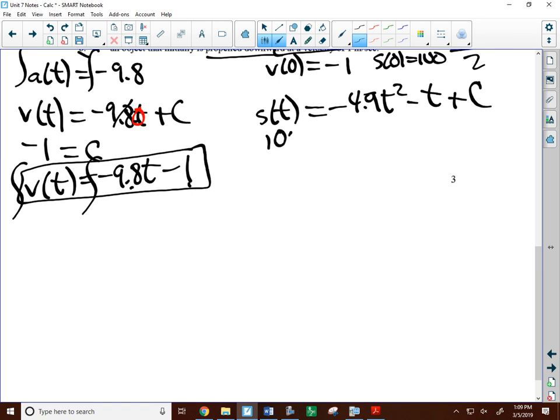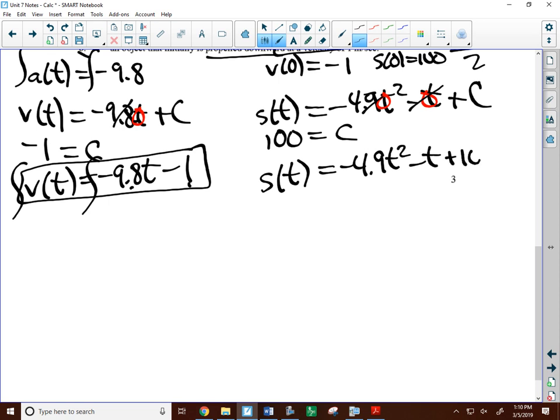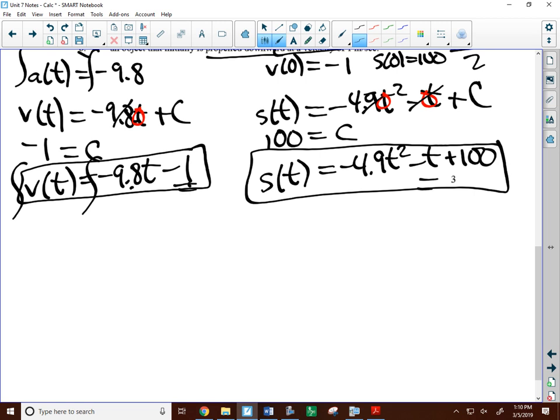So I'm putting in 100 here and putting in 0 for t. These are all going to become 0, so we're left with c. Final equation: s of t equals negative 4.9 t squared minus t plus 100. So you see a very slight difference just throwing it at 1 meter per second, and we get definitely some different equations. That initial velocity thrown in becomes that there.